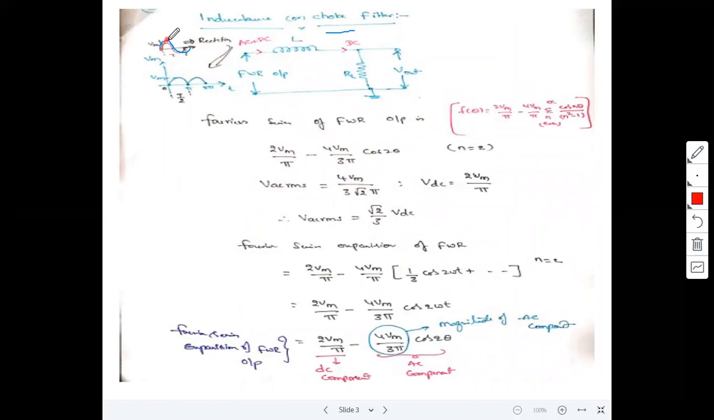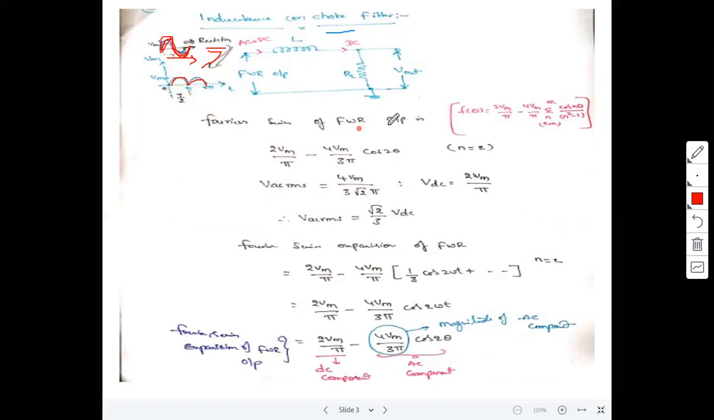Now this input signal is given to the rectifier circuit, and this is the rectifier output. Compared to the input sinusoidal signal, the full wave rectifier time period is only T by 2.